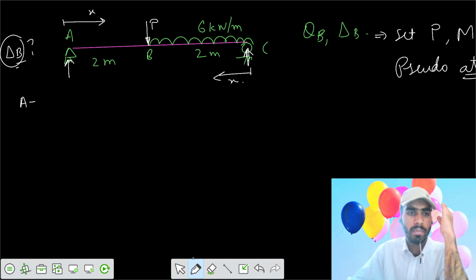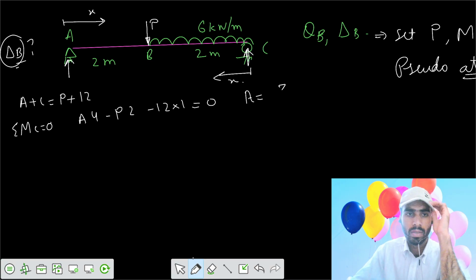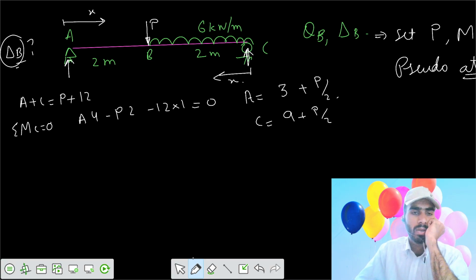We can write A plus C equals to P plus 12. Then you do summation of moments at, let's say, C equals to 0. We can write A into 4 minus P into 2, minus 6 into 2 into 1 equals to 0. That means A equals to 3 plus P by 2. That means C equals to 9 plus P by 2. So your moment equation becomes, for AB, let's say this is moment at any x.